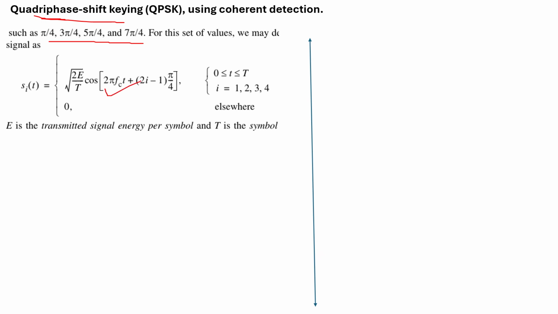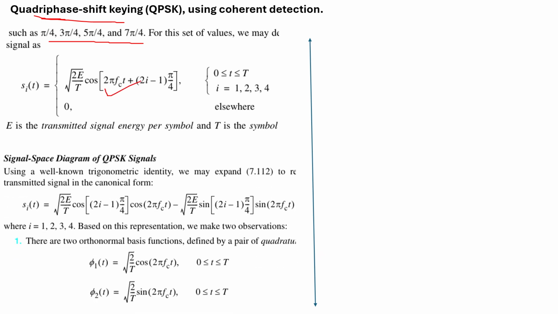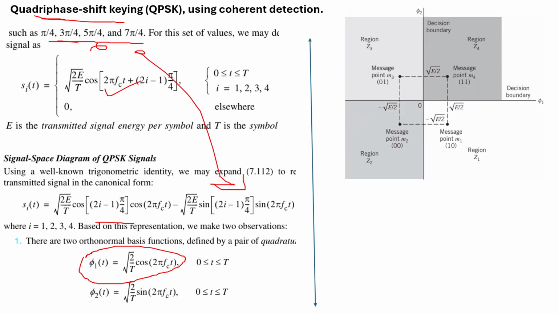So here is the signal, and the signals can be rewritten like phi 1. Again, we are trying to write in a smaller way. So phi 1 we can suppose, and phi 2 also we can suppose, so that if we have the four signals. Now here we are going to use different angles, so pi by 4, then 3 pi by 4, 5 pi by 4, and 7 pi by 4. So these are the angles we are going to use here in the signal space diagram, right?